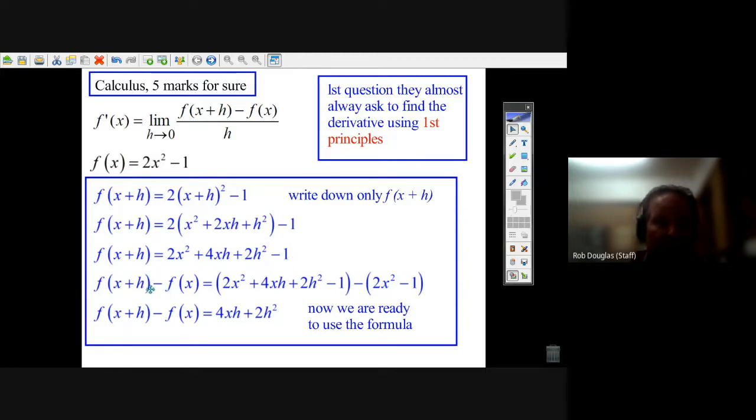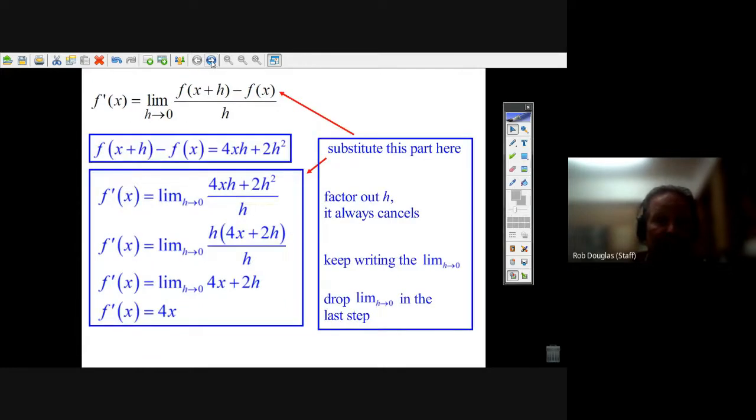Now what you have to do is take that f of x plus h and subtract f of x, which is the 2x squared minus 1. And then you do that. What happens is the 2x squared and the minus 1, the first term and the last term, always disappear because you go 2x squared minus 2x squared. And minus 1 minus minus 1, that's plus 1. And now you've got what f of x plus h minus f of x equals. So when you look at the formula, you can replace the top with this 4xh plus 2h squared. And that's what you do.